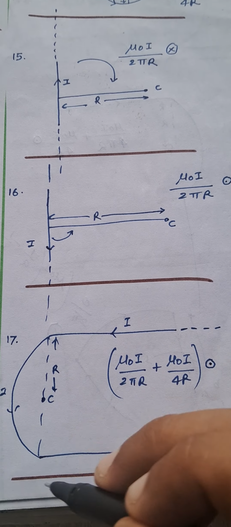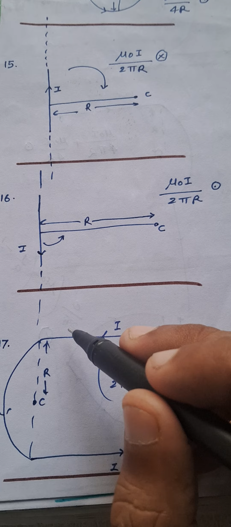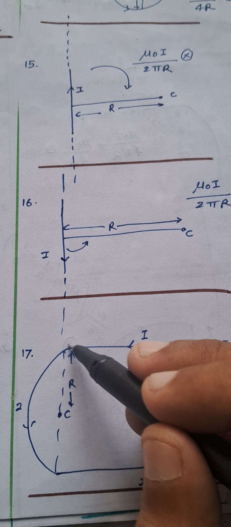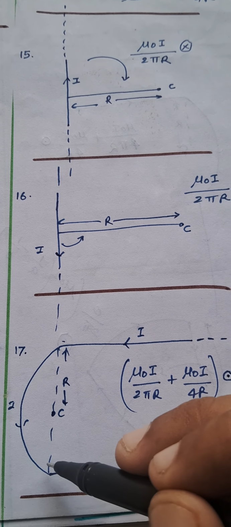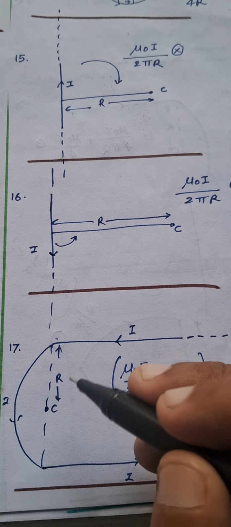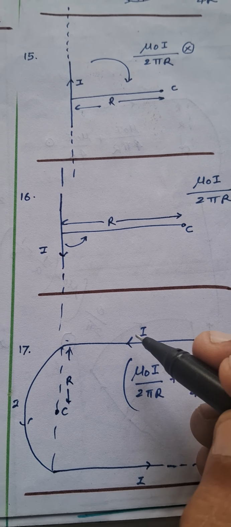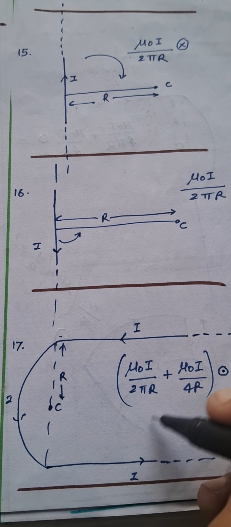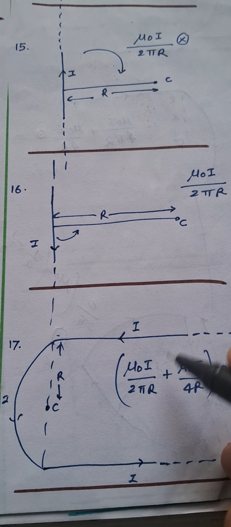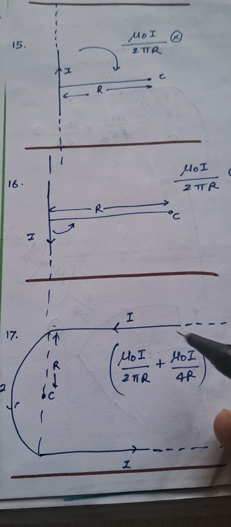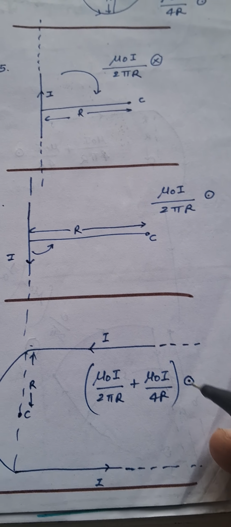Then we have a case of 3 wires. One is semi-infinite, another is also semi-infinite, and this one is semicircular. So magnetic field will be added due to all of these. So these two will make magnetic field mu naught I by 2 pi r, and this one will make mu naught I by 4r, and the direction will be up the plane. So that will be the direction of magnetic field.